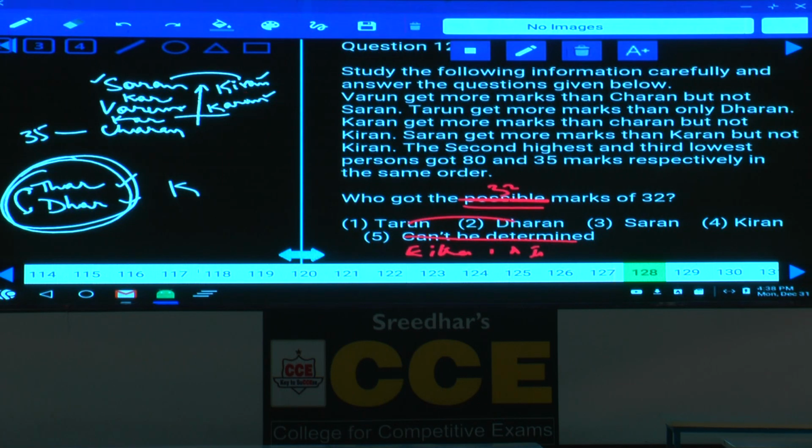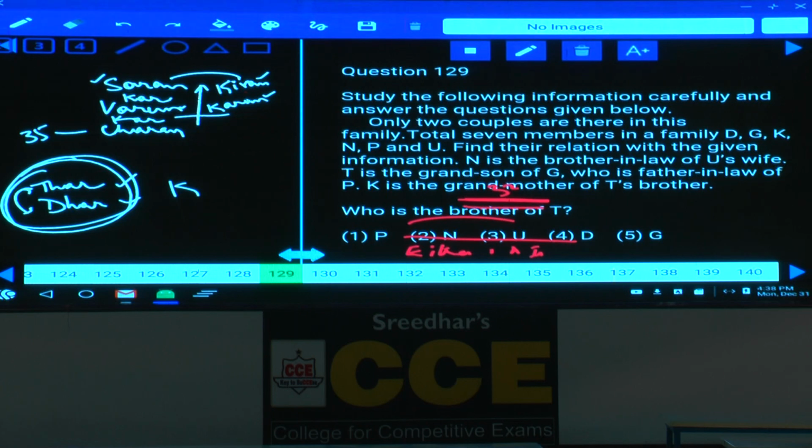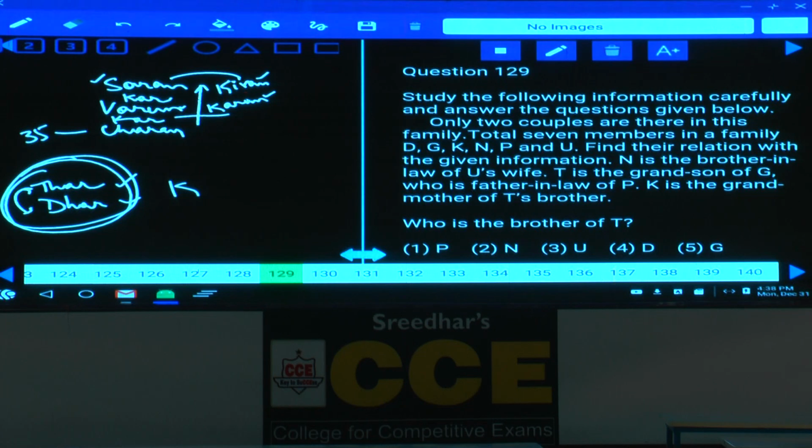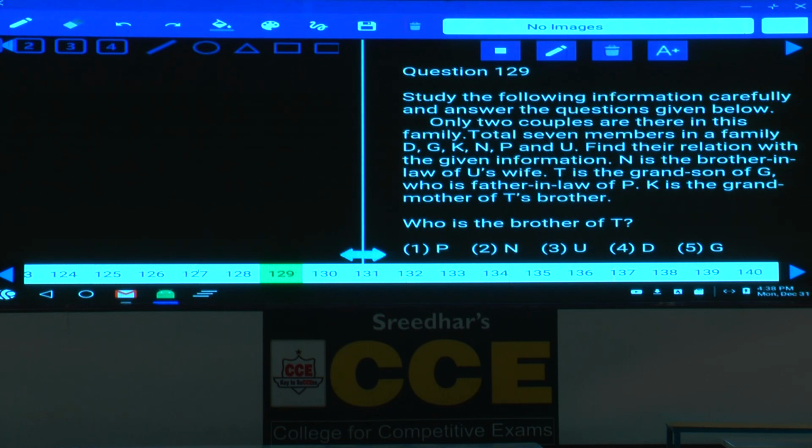Then question number 129 and 130. Yes, 129 and 130. Now in this blood relation, how many persons are there? There are only 2 couples in this family. Total 7 members are there, out of which 4 members got married and 3 are unmarried. Find their relation with the given information.